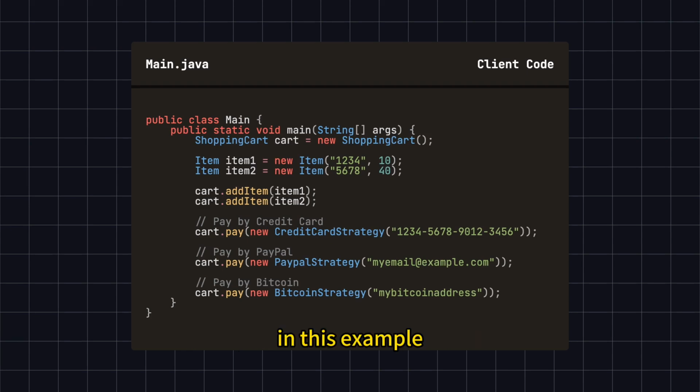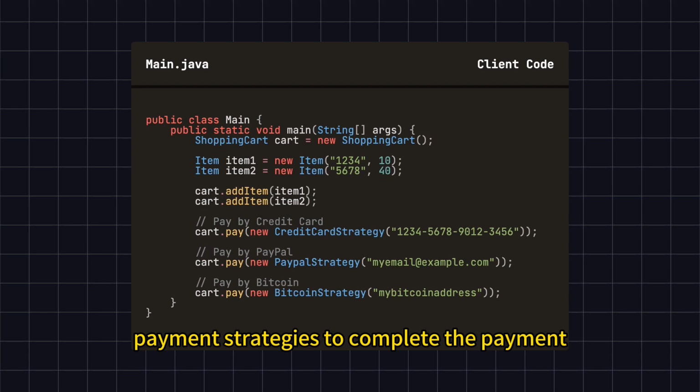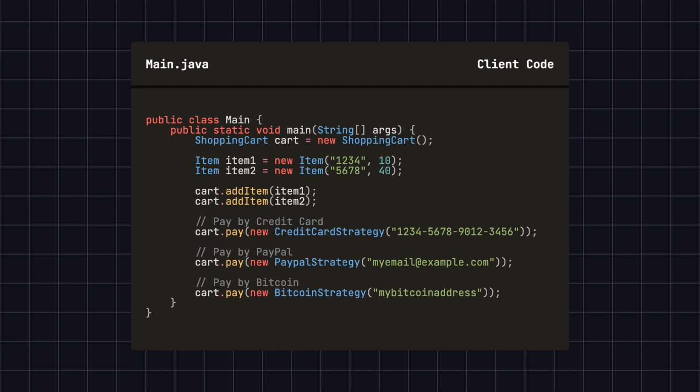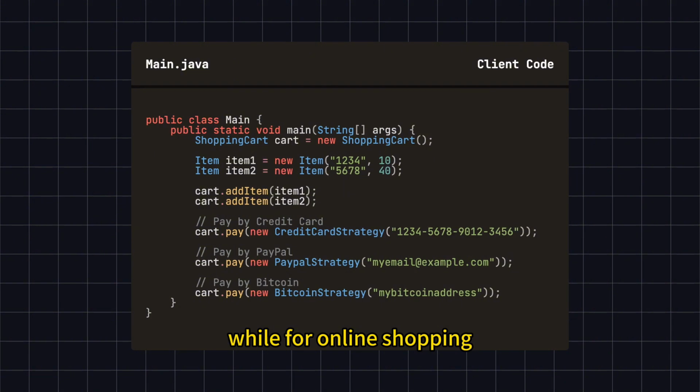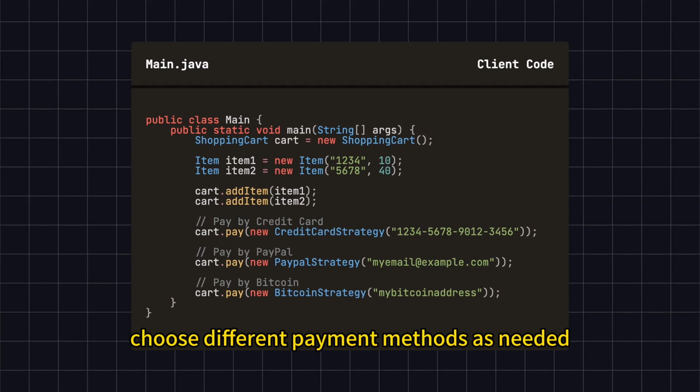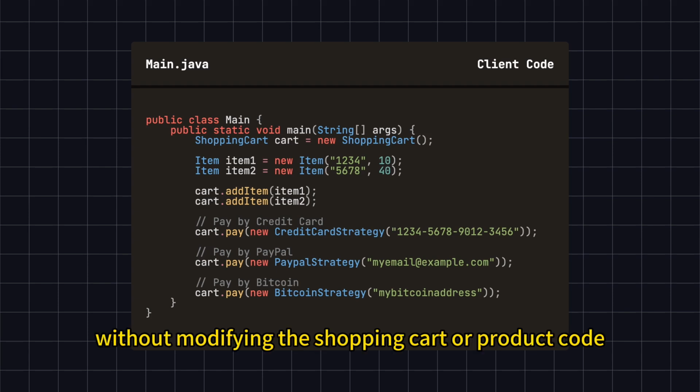In this example, we create a shopping cart object and add some items to it. Then, depending on the scenario, we can use different payment strategies to complete the payment. For instance, in a physical store, we might use a credit card, while for online shopping, we might use PayPal or Bitcoin. This approach allows us to flexibly choose different payment methods as needed without modifying the shopping cart or product code.